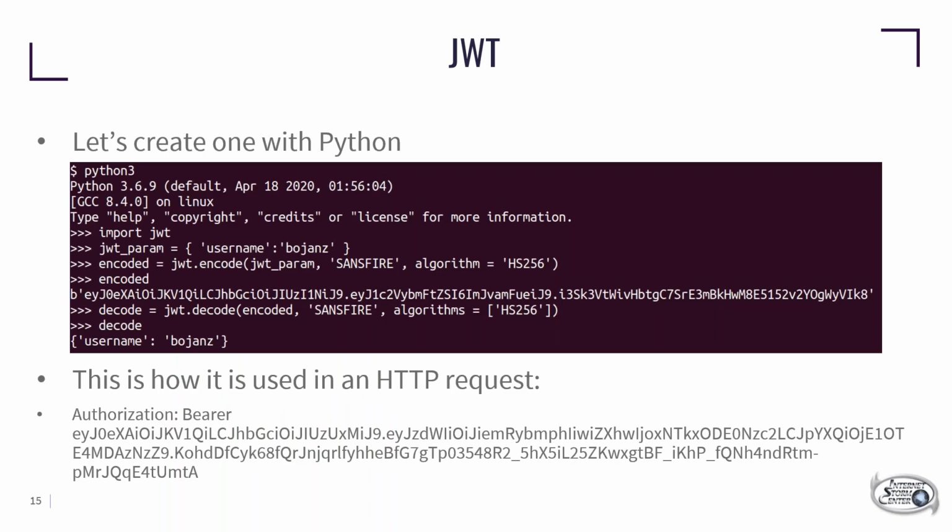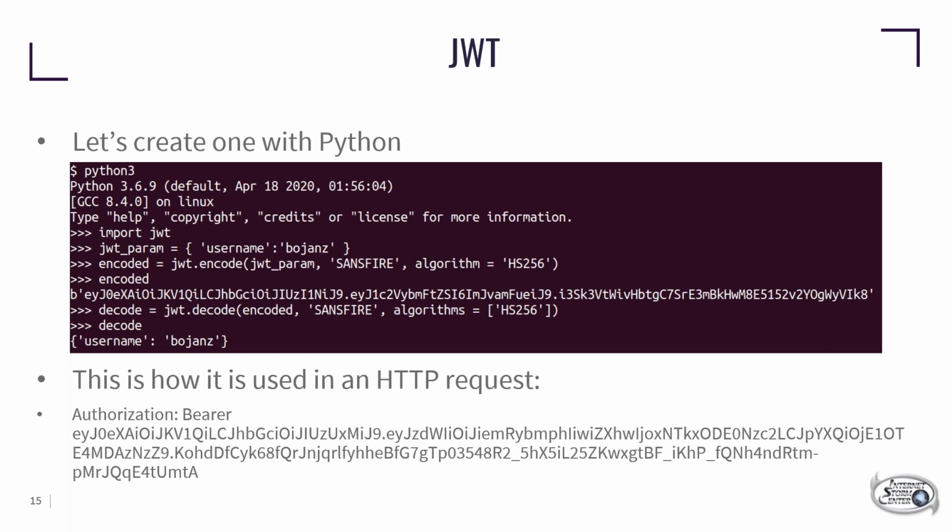If we want to create it with Python, for example, and this is what I will use in the upcoming demo as well, you can see here on the screen that it's really easy to do. All I did here was to first import the JWT library, then I created a dictionary in Python called jwt_param with one single claim, username, and the value Bojan Z. And finally, I call the encode method from the JWT library with the body with my claim, the secret key, which will be SANS fire, all uppercase, and I specify the algorithm, which will be HS256. So it's an HMAC SHA-256 algorithm. Finally, you can see that in the encoded variable, I actually have my JSON Web Token.